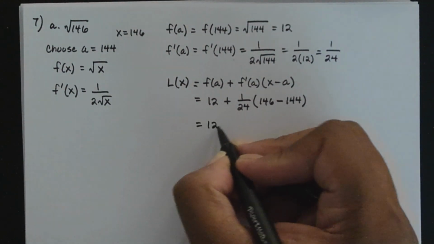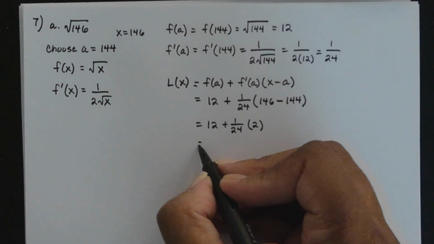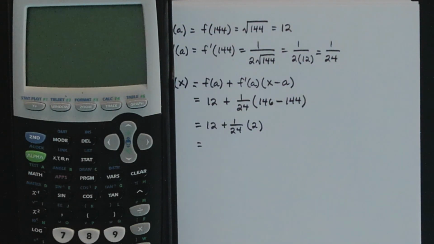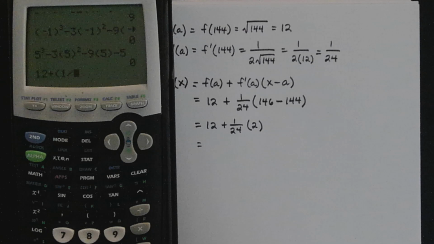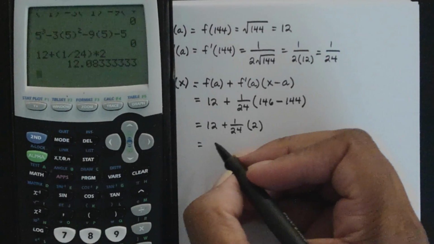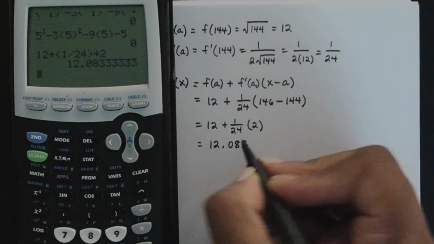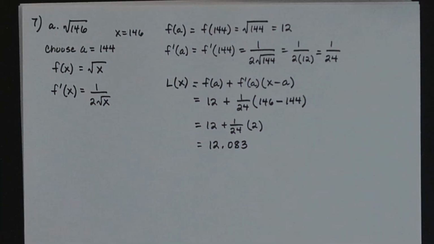So in this case, this will be 12 plus 1 over 24 times 146 minus 144, that's 2. And I can do this in the calculator. So this would be 12 plus, in parentheses, 1 divided by 24, close parentheses, times 2. Now let's say to 3 decimal places, this will be approximately 12.083. So this represents the approximate value for the square root of 146. Any questions about part A?